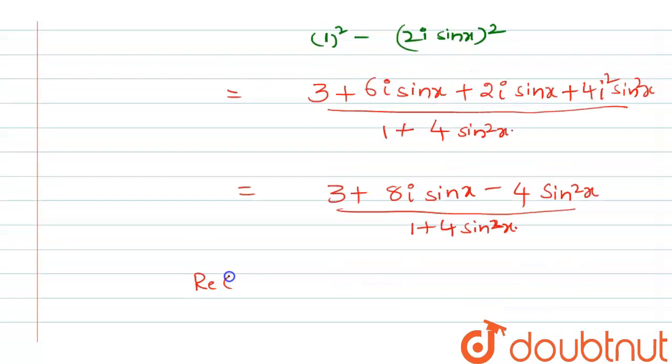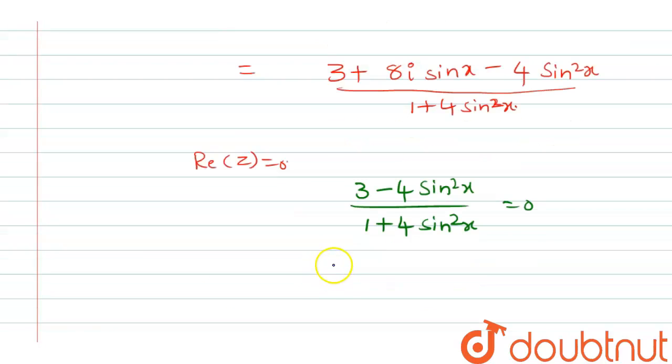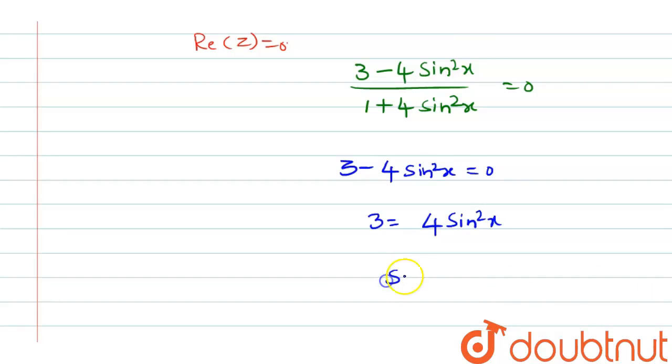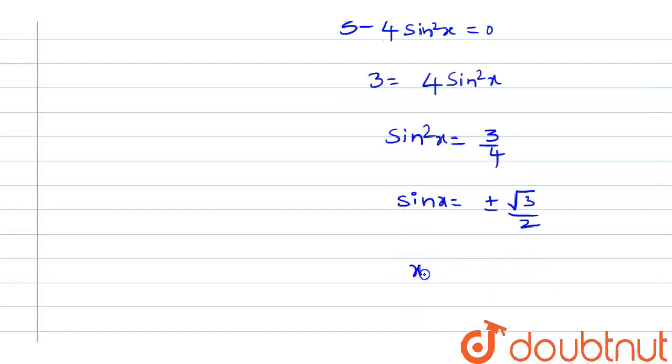Here the real part of z equals 0, so separate the real part and the imaginary part. The real part is (3 − 4 sin² x) / (1 + 4 sin² x) = 0. The next step is 3 − 4 sin² x = 0, so 3 = 4 sin² x, and sin x equals plus or minus root 3 by 2.